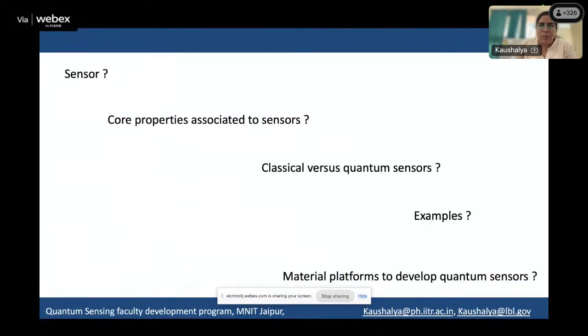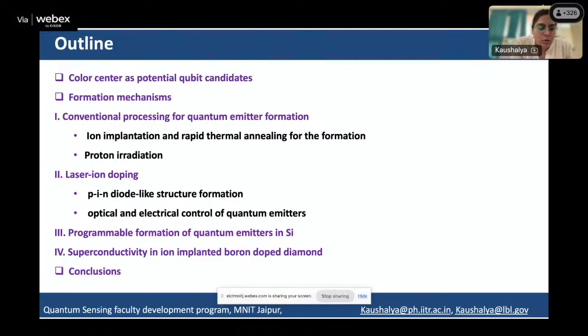So with that, during my presentation I will come back to the sensor aspect whenever I'm introducing something that connects directly to quantum sensing. Otherwise, my goal here is to introduce you to a new quantum technology platform, which at its core is a material platform. I will speak about how to make such materials in order to do various quantum applications.